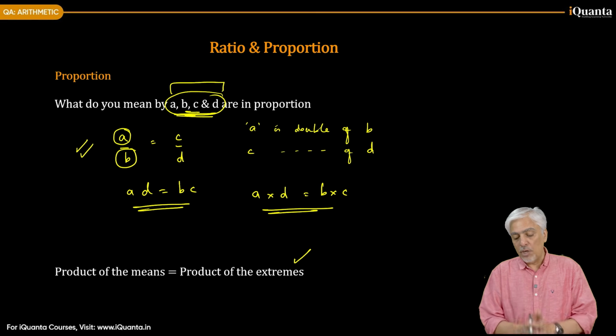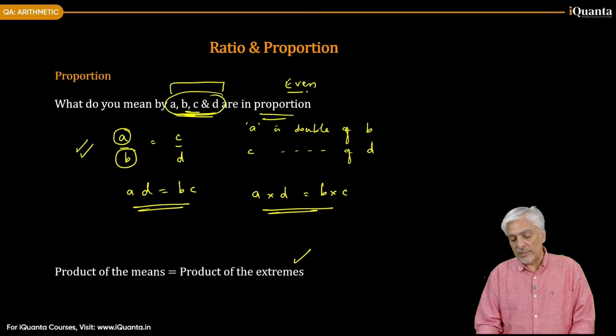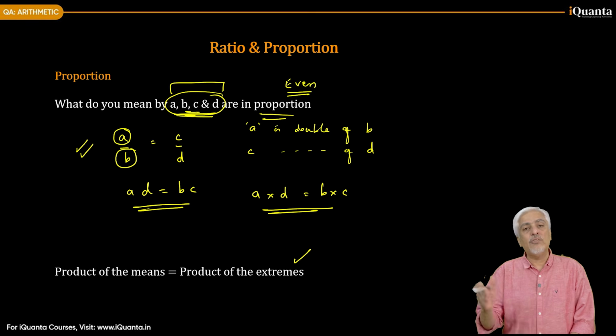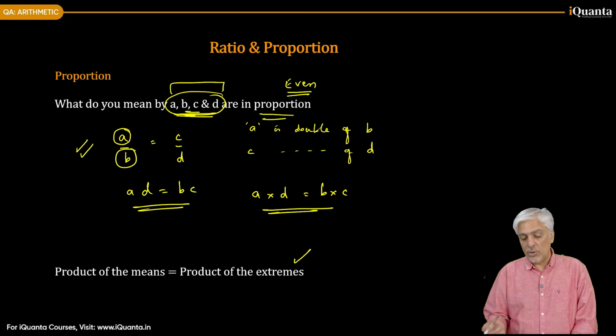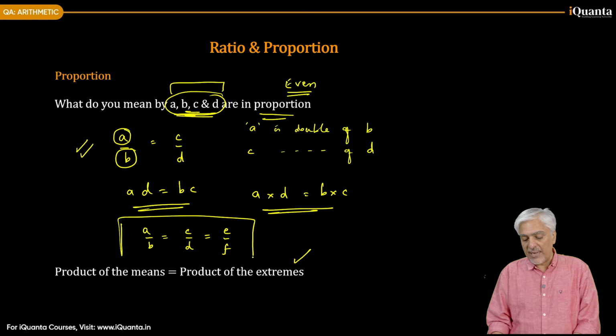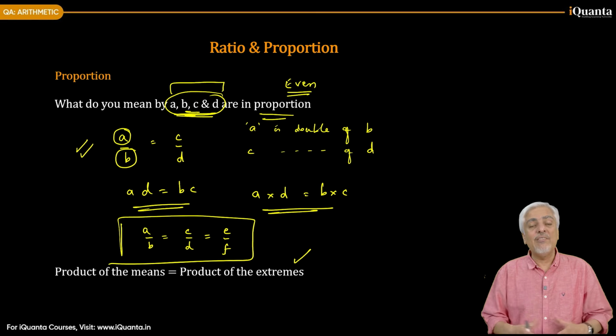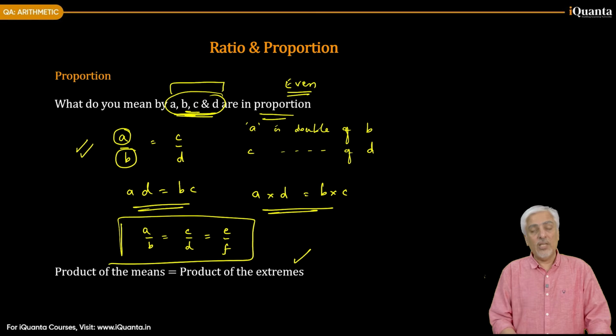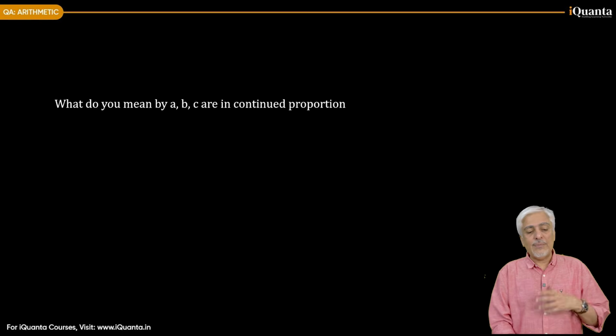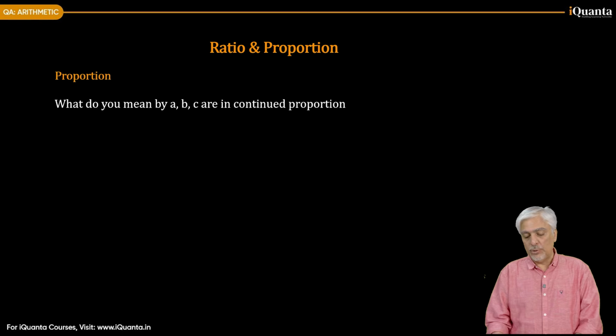So remember, for proportion, I always need an even number of terms. I can never have an odd number of terms in proportion. If I have 6 terms, I can say A upon B is equal to C upon D is equal to E upon F. This can be in proportion, but it can never be in continual proportion. 5 terms cannot be in proportion. So from the next part, we come to what is continued proportion.